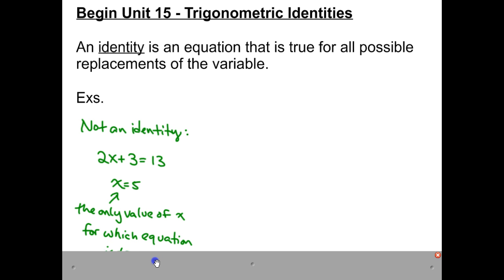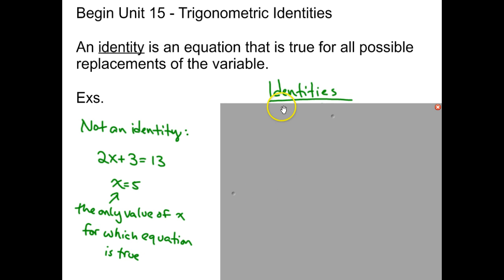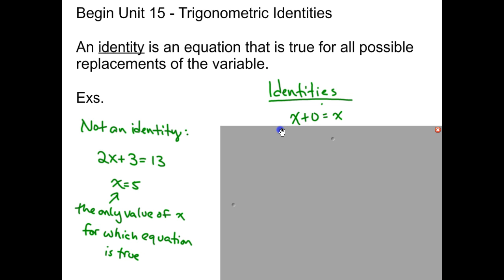Well, that is the only value of the variable, the only value of x that makes the equation true. There's no others. However, an identity, on the other hand, is true for all possible values of x. Any number you can think of for x, 17, 41.3, negative 19, any fraction, square root of 2. If you add 0, you're going to get that same thing.